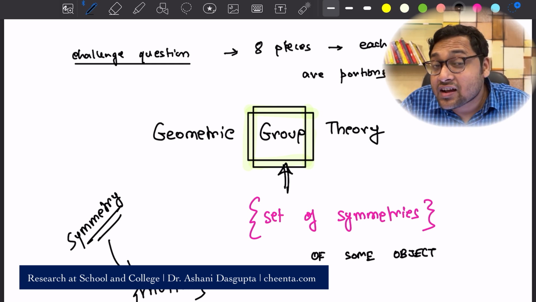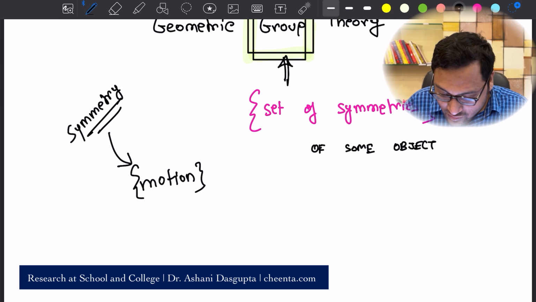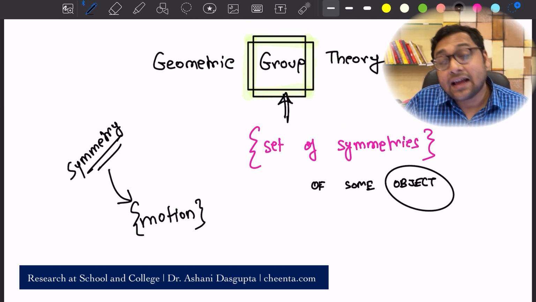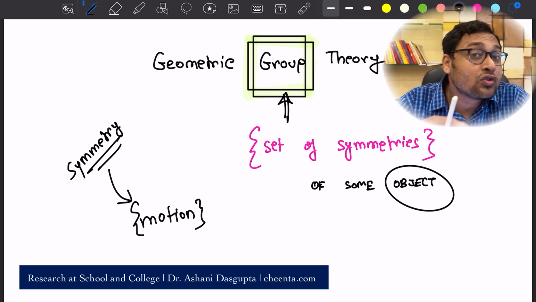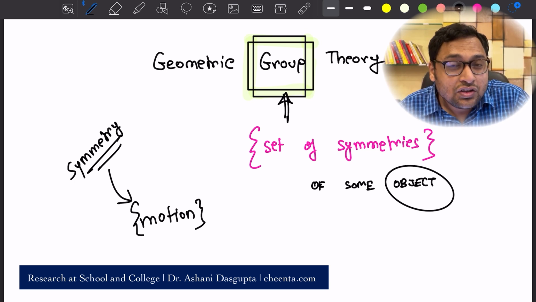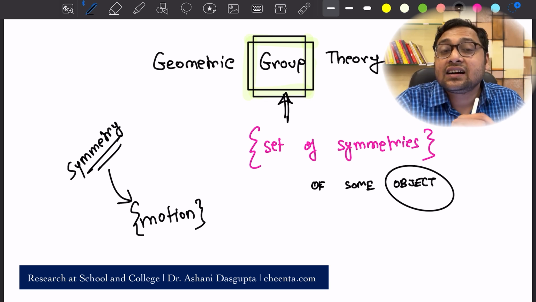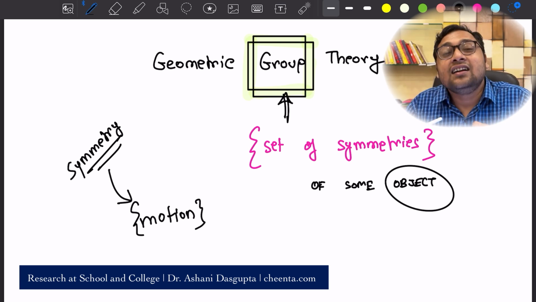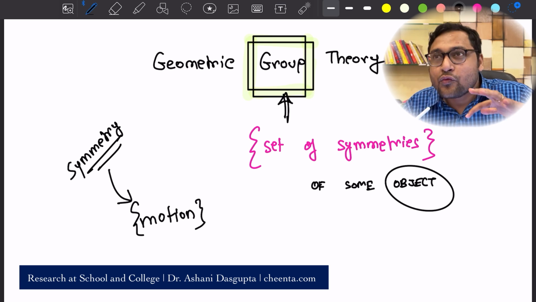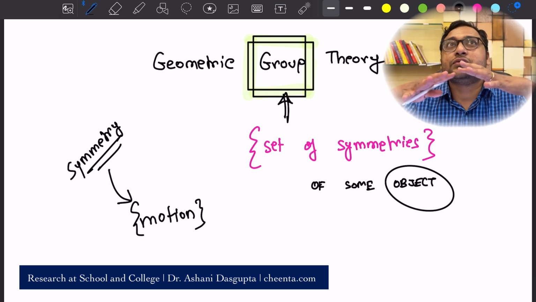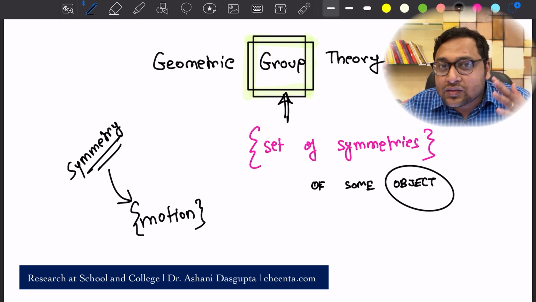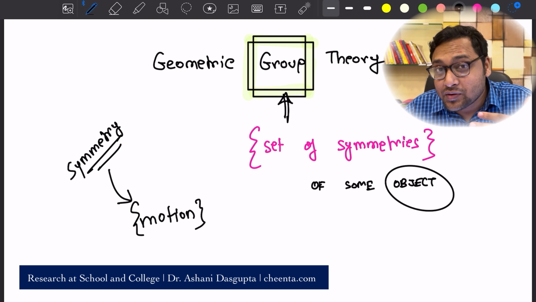Now there comes the fun part. Look at the word object. Sometimes you are just handed a group. You do not have any idea what object is underlying this. What group? Okay, so the set will have certain properties. If the set has those properties, it is a group.